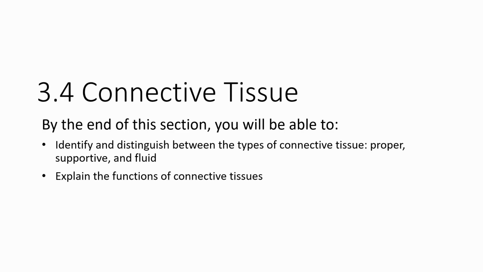So what are we going to be doing with this particular group of tissues? We're going to distinguish and identify them in the three categories: proper, supportive, and fluid. And we're going to break those three categories of connective tissue down even further. And then we're going to talk about what they do.